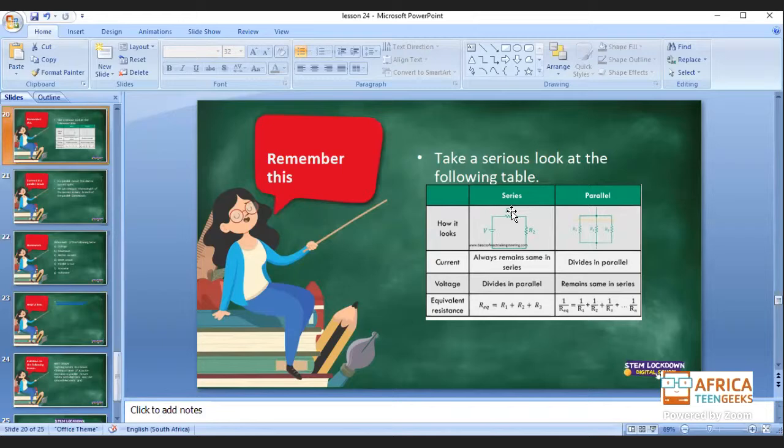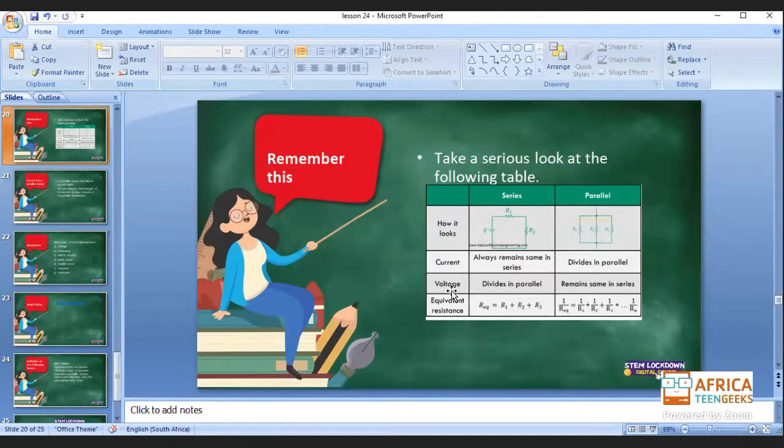That's why we said in a series circuit, if we experience any problem with R1 here, then R2 will not get current. But where these ones are different, if R1 has a problem, it does not mean R2 will not light or R3 will not light. And then they say current always remains the same in series, but in parallel, current is dividing. So the current in parallel circuits divides.